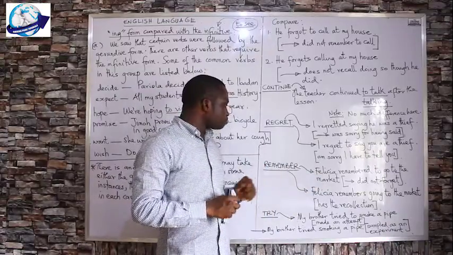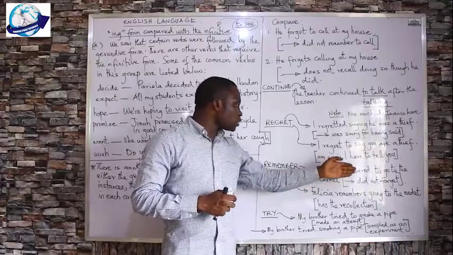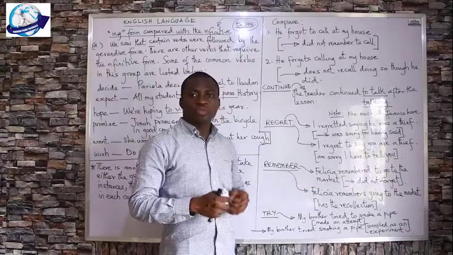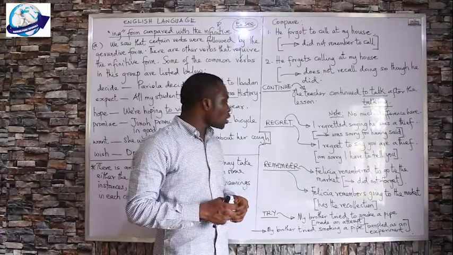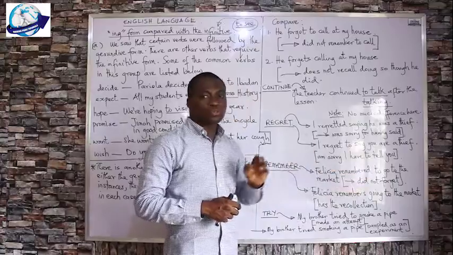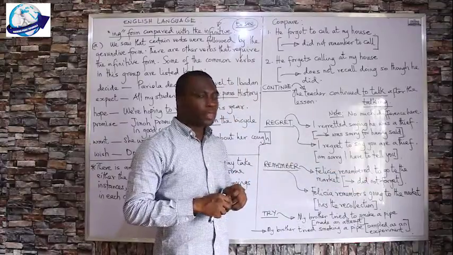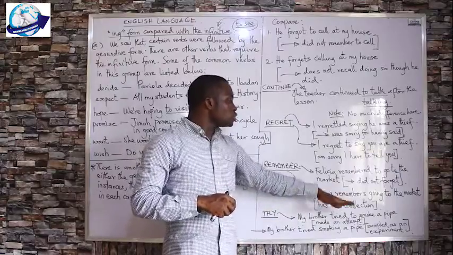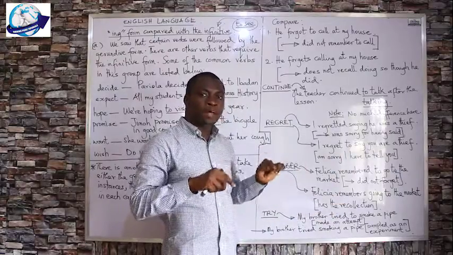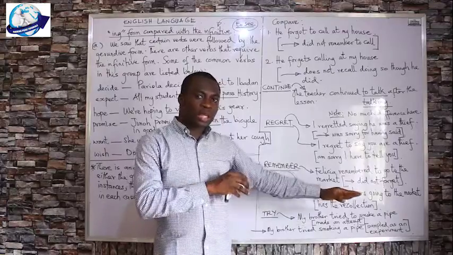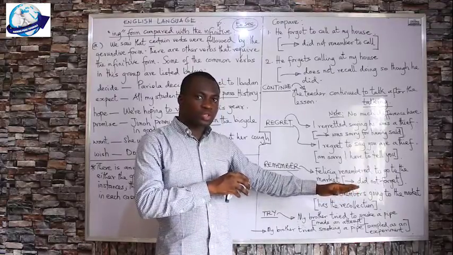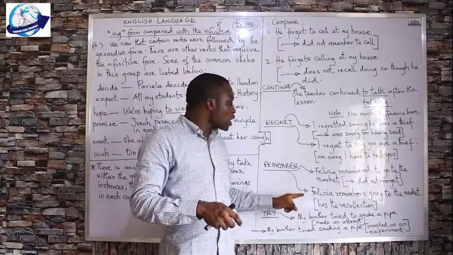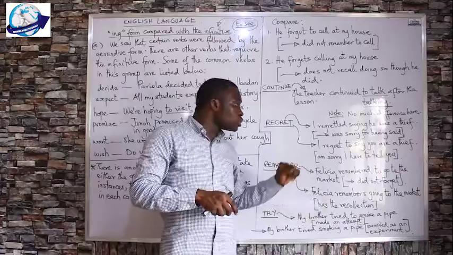The word remember. Felicia remembered to go to the market. It means that Felicia did not forget, so she remembered. But come to this. Felicia remembers going to the market. It means along the line, she was trying to forget, but all of a sudden there was a recollection. Okay? Felicia remembers going to the market.